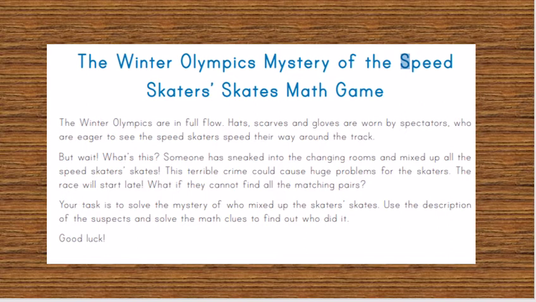The Winter Olympics mystery of the speed skater's math game. The Winter Olympics are in full flow. Hats, scarves, and gloves are worn by spectators who are eager to see the speed skaters speed their way around the track. But wait, what's this? Someone has sneaked into the changing rooms and mixed up all the speed skaters' skates. The terrible crime could cause huge problems for the skaters. The race will start late. What if they cannot find all the matching pairs?